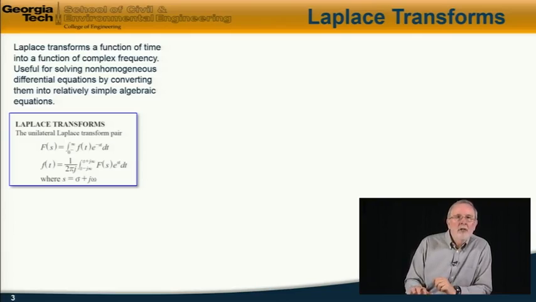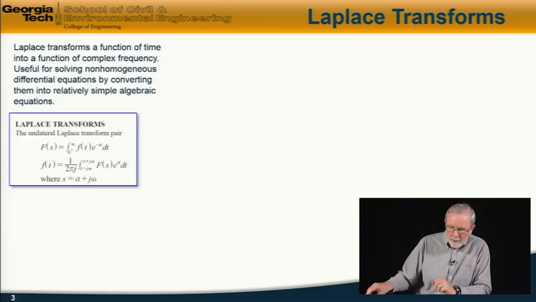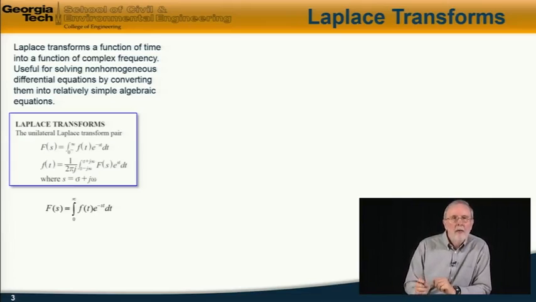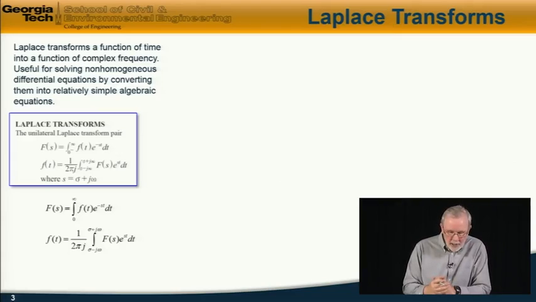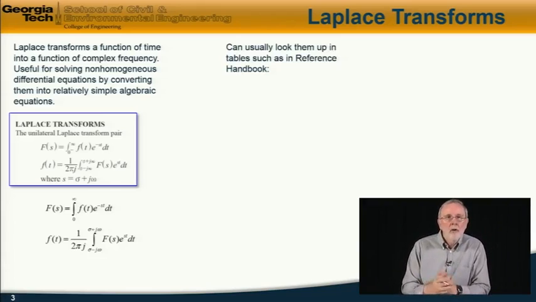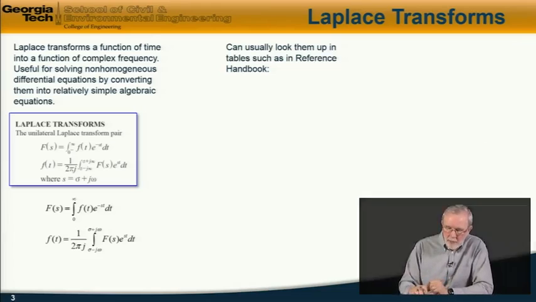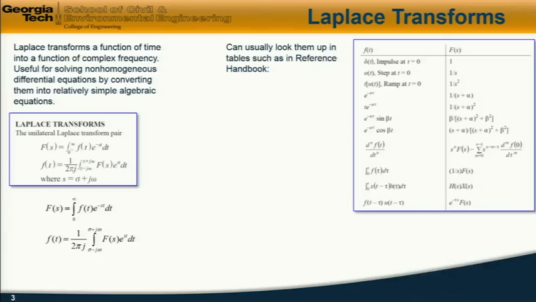The definition of the Laplace transform is given in the extract here from the reference handbook, and here are the definitions again. So F of s, the Laplace transform, is the integral from 0 to infinity of f of t e to the minus st dt, and the inverse transformation f of t is 1 over 2 pi j, integral from sigma minus j omega to sigma plus j omega of F of s e to the st, where again j is the square root of minus 1 in that transformation. But again, normally most of these can be looked up in tables such as those given in the reference handbook.